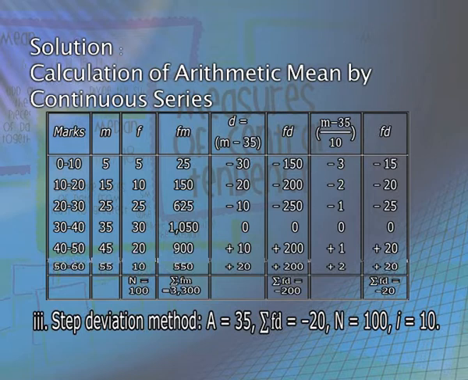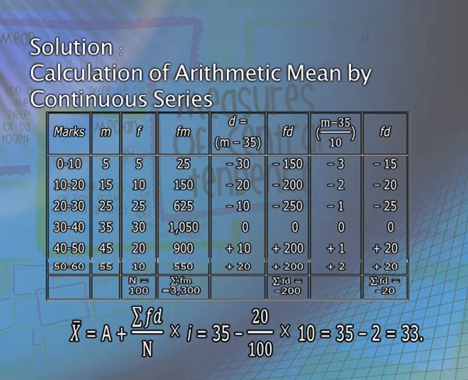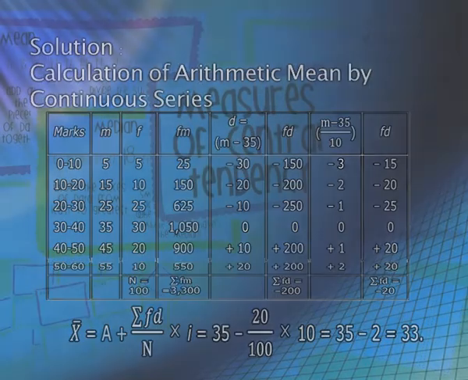Now let's come to the third one, step deviation method. Using step deviation method, let's again take a is equal to 35, sigma fd' we know is equal to minus 20, and n here is 100, i is 10 here. Now let's use the formula. X bar is equal to a plus sigma fd' by n into i. So that is equal to 35 minus 20 upon 100 into 10. So that is equal to 35 minus 2, which will give you 33.